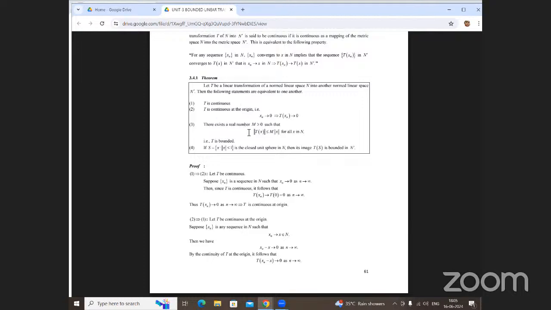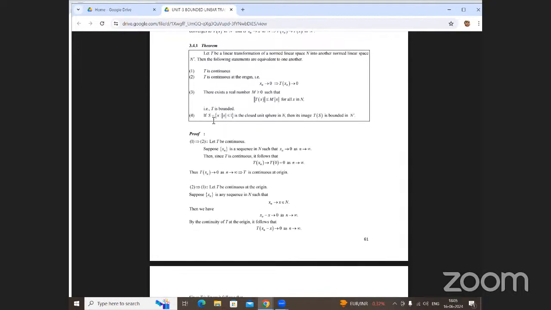Third condition, there exists a real number, that is the boundedness of this part. Here the existence of a real number M greater than 0, so M is positive, such that norm of T of X is less than or equal to M into norm of X. This is the boundedness part. So at the same time, the transformation is bounded.